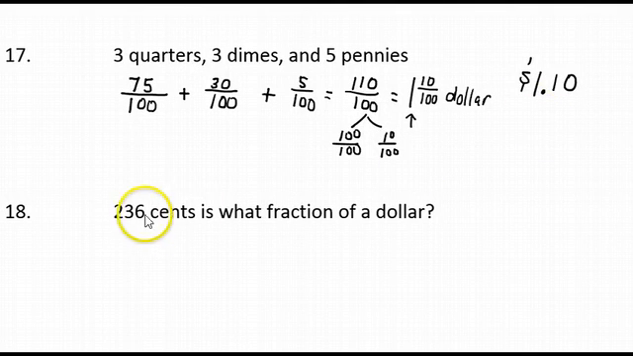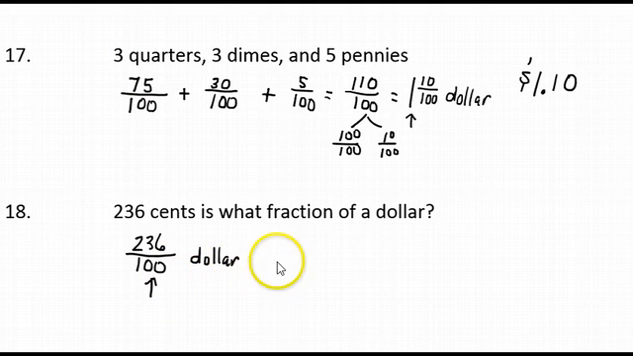The final question says 236 cents is what fraction of a dollar? Well, I start by writing 236 100ths, because again, the denominator always tells us what it takes to make a whole. It takes 100 cents to make a whole dollar. So 236 hundredths of a dollar is the same as 236 cents. Now I could leave it like this, or I could break this into a mixed numeral. Since I have over 200 cents, that means I have $2 and then 36 hundredths of a dollar.